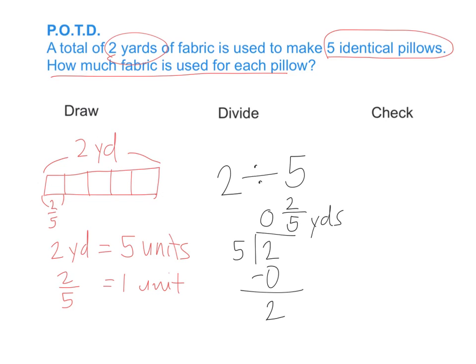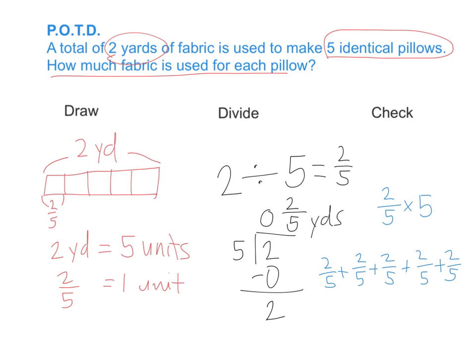Okay. Now if I want to check, what multiplication equation could I use? I know that 2 divided by 5 is 2/5. That's what we got so far. So how could I check my work? Zeev? If I multiply 2/5 times 5, is that the same thing as doing 2/5 plus 2/5 plus 2/5 plus 2/5 plus 2/5? Yes. Okay, so if I have 2/5 and I add another 2/5, how many fifths do I have?